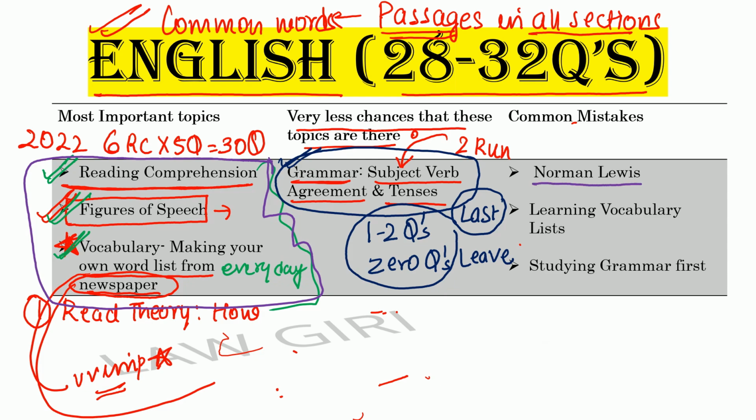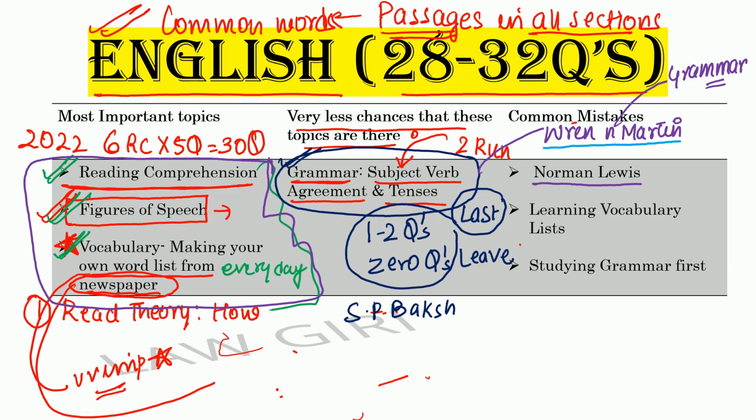Now, also I want to talk about this grammar book, that is Wren and Martin. You should study from Wren and Martin grammar only and only if you were taught from Wren and Martin back in school. If you were never taught from Wren and Martin, do not pick up this book, because this is a very confusing book. Instead, go for a simple grammar book. It can be SP Bakshi, it can be your RS Agarwal, any book. It can be even your school book for covering subject, verb, agreement, and tenses.